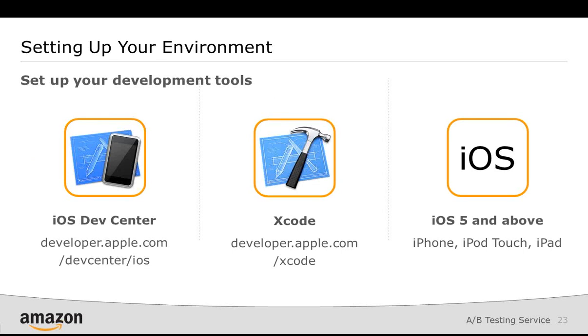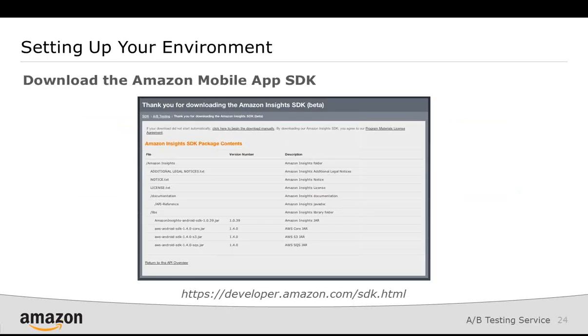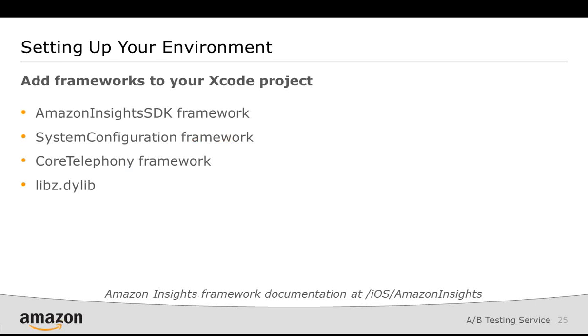To use A/B testing on iOS, you need the standard iOS developer tools available from Apple, which includes Xcode. You'll also need an iOS device or emulator, and this will support iPhone 3GS and above, iPod Touch 3rd generation and above, and the original iPad and above. With your dev tools in place, you can download the Amazon mobile app SDK, which includes A/B testing, at developer.amazon.com/sdk.html. That URL is at the bottom of the screen.